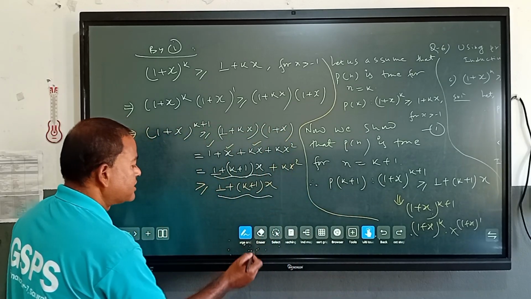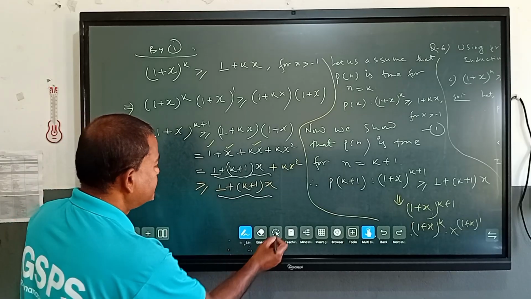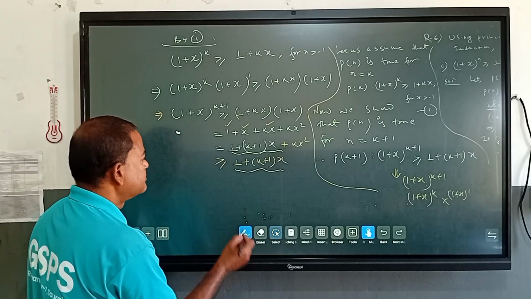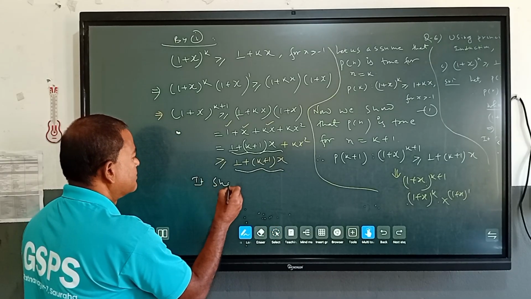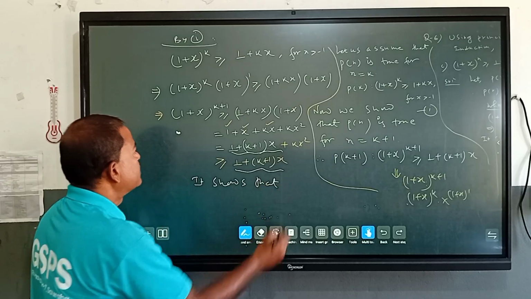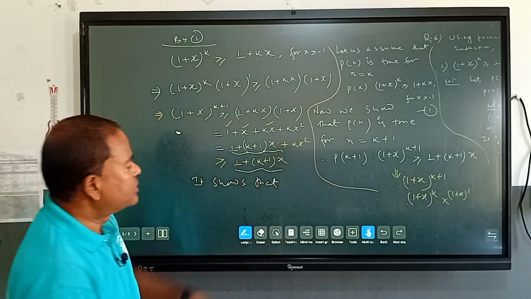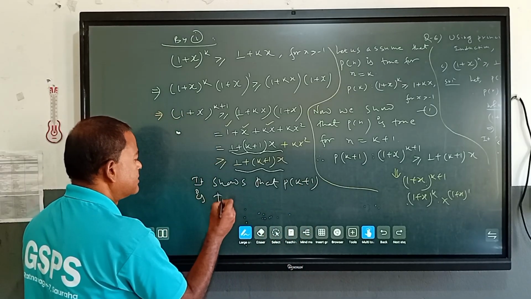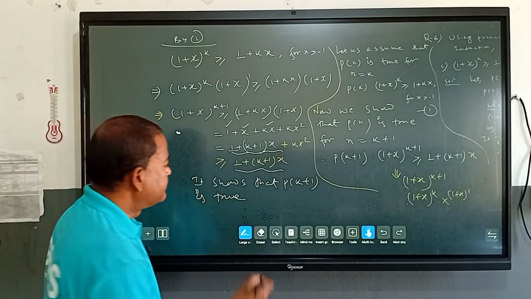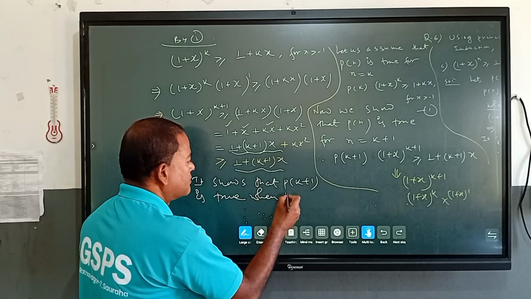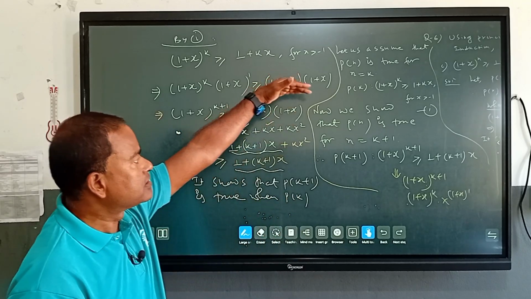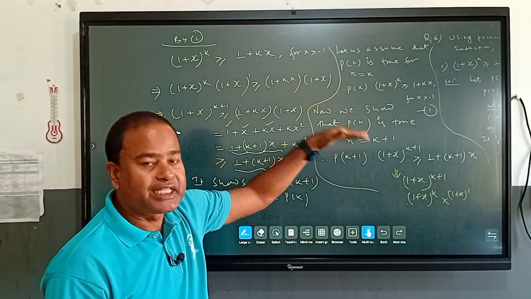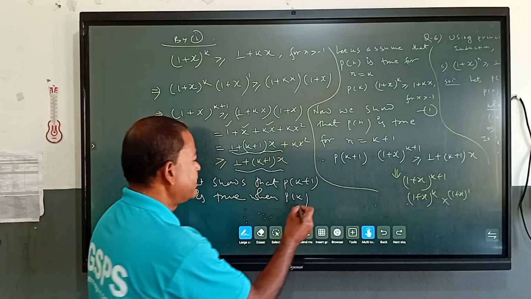So let's write down the conclusion now. It shows that P(k plus 1) is true when P(k) is true, because by assuming that the given statement is true for n equals k, we have proved that it is true for n equals k plus 1. So when P(k) is true.